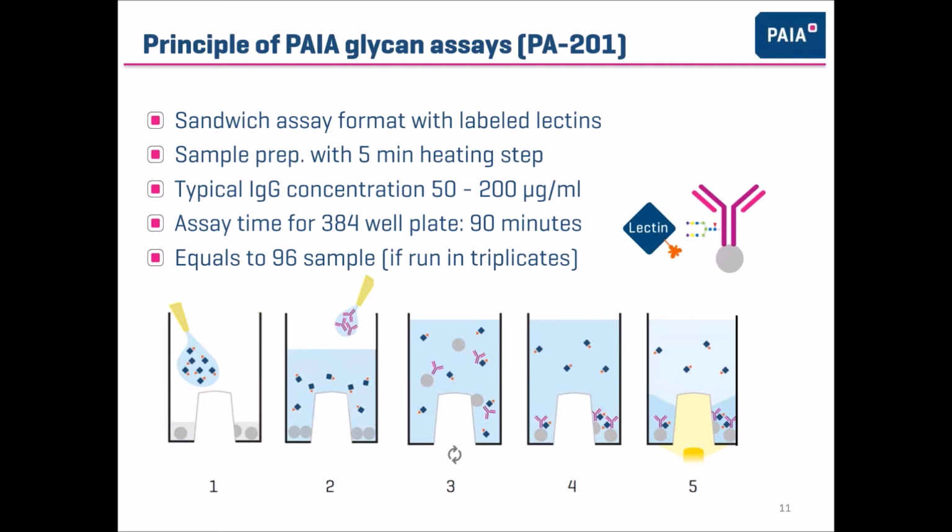And here on the bottom is depicted the workflow. This is a well. This is the labeled lectin that binds to fucose. You add the sample. As I'll explain later, that is a diluted supernatant. It's mixed on an orbital shaker. Afterwards, the beads are settling to the bottom, and then with fluorescence bottom reading, you determine the amount of lectin that has bound to the fucose on the IgG.